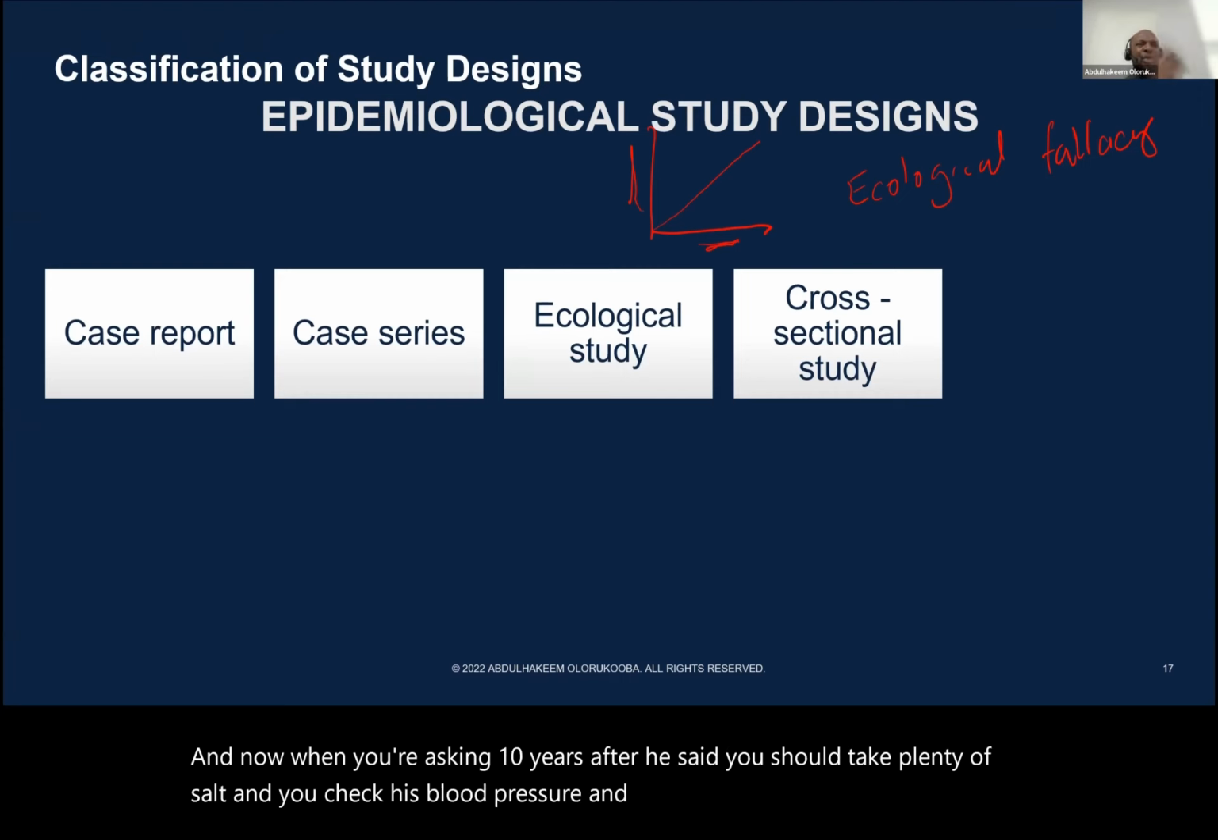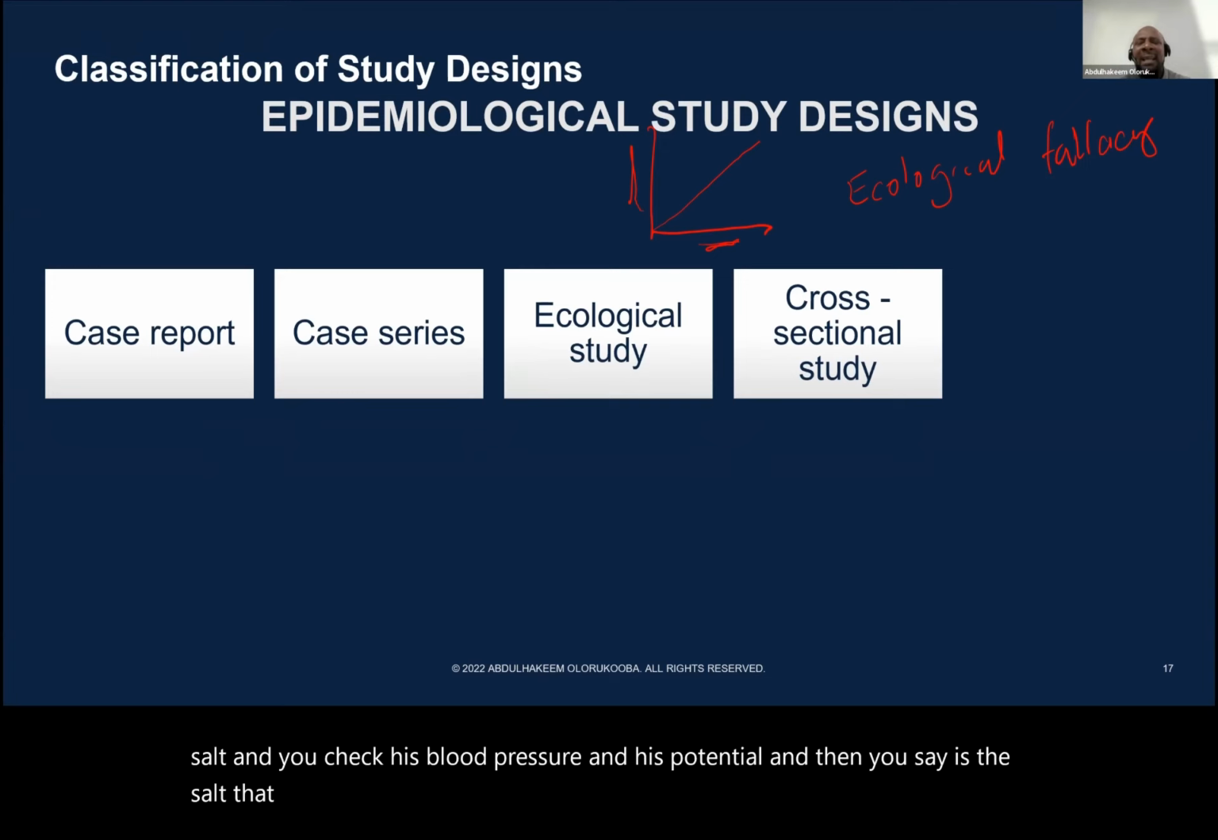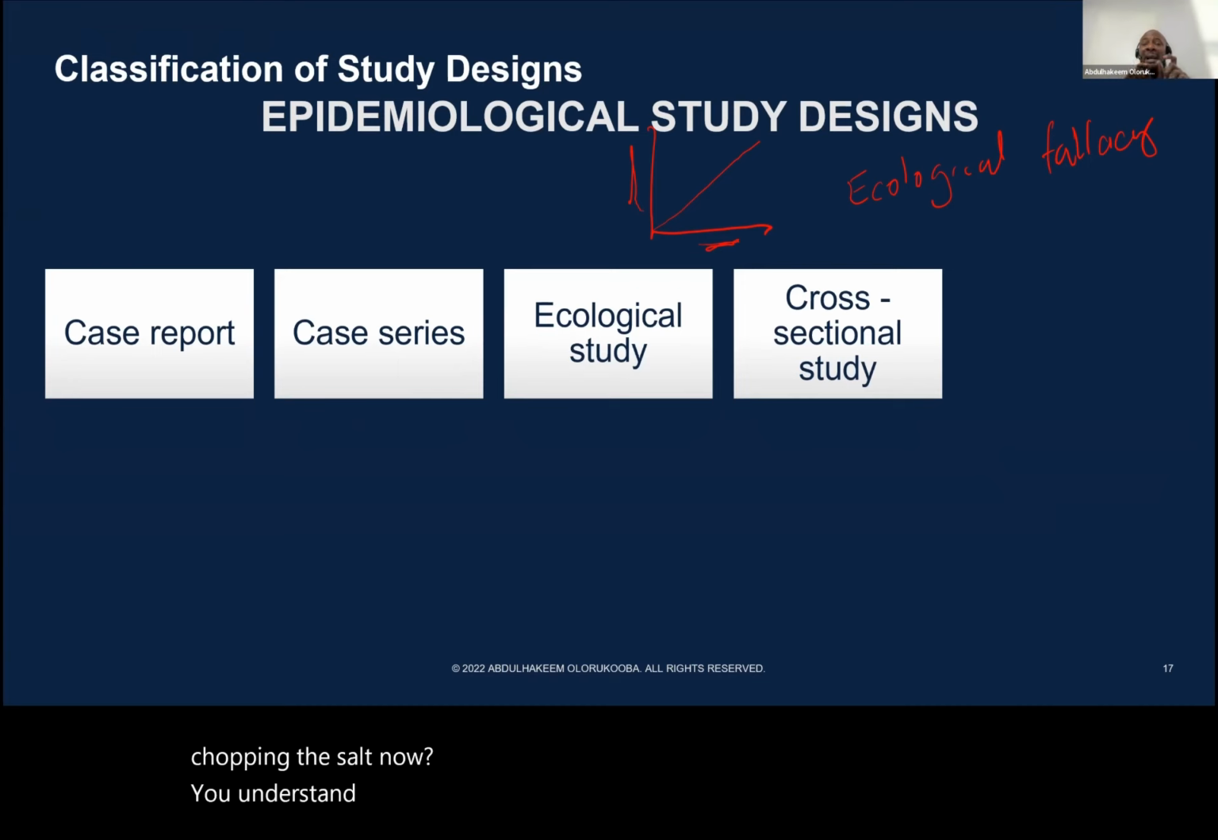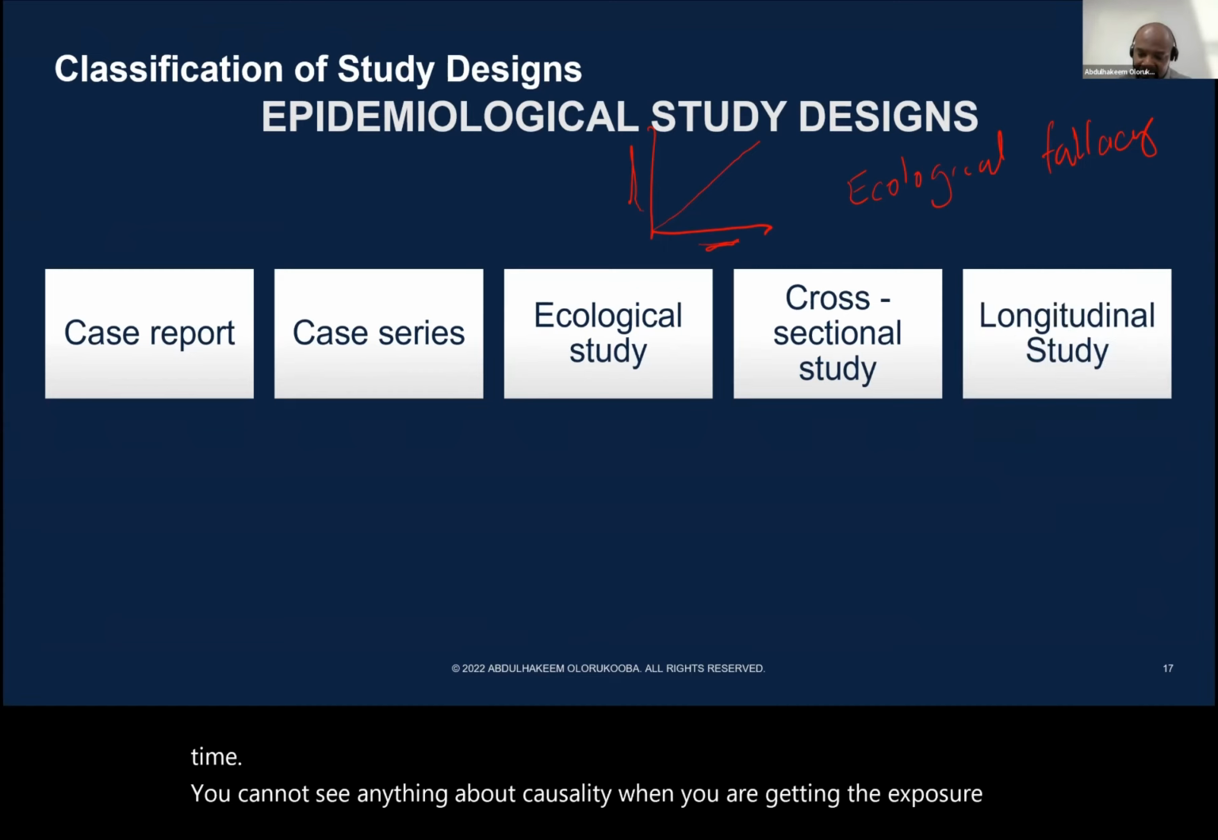And then you say, is it the salt that caused the hypertension? This guy has been hypertensive since before he started chopping this salt. You understand? So we're looking at the exposure and the outcome at the same time. You cannot say anything about causality when you are getting the exposure and outcome at the same time.